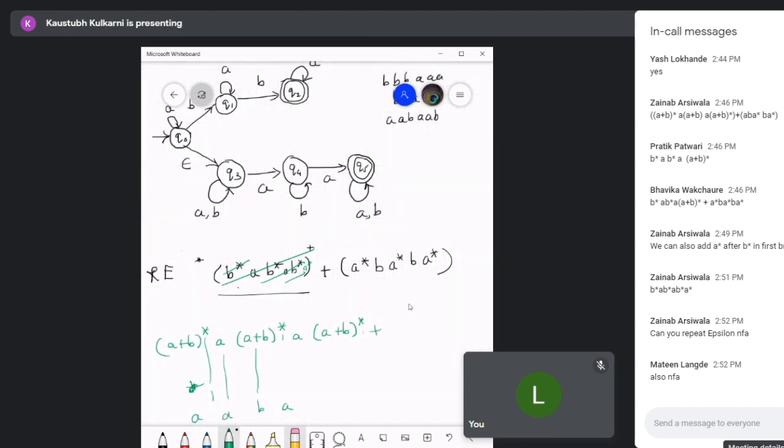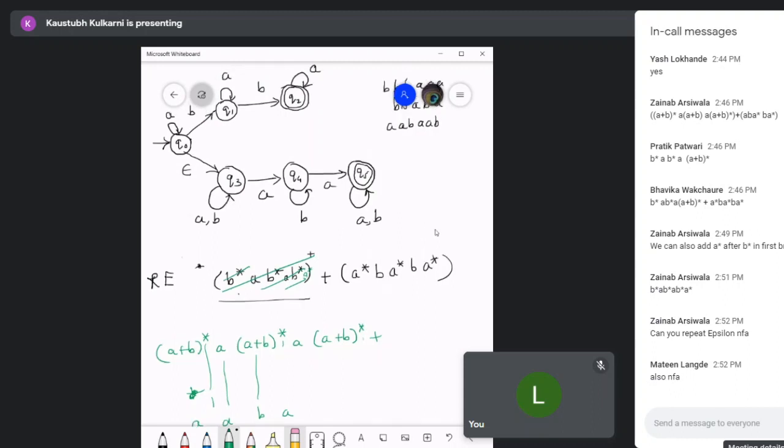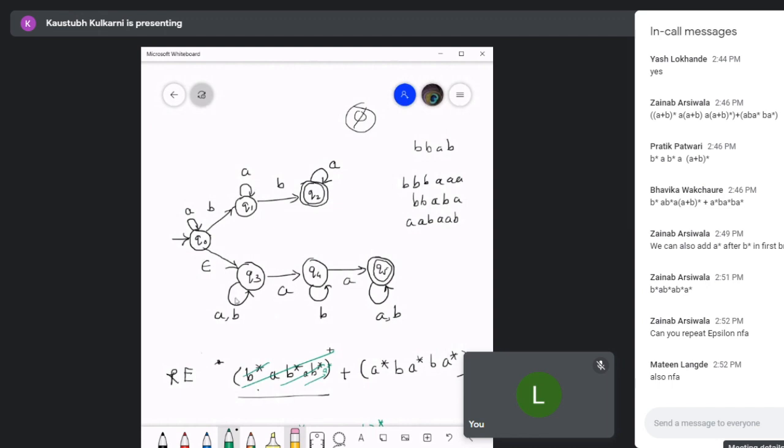Excuse me, sir. Yes. So in the diagram at Q3, for A input, it's a self loop also, and it's going to Q4 also. So there can be any number of transitions for the same input. It is an NFA, na? That's why. NFA can have multiple transitions on the same input symbol. There can be any number.